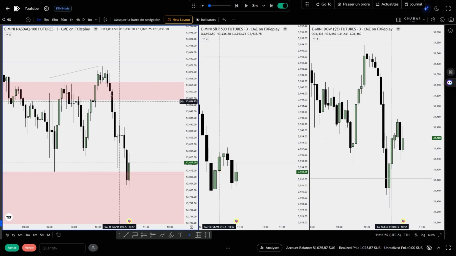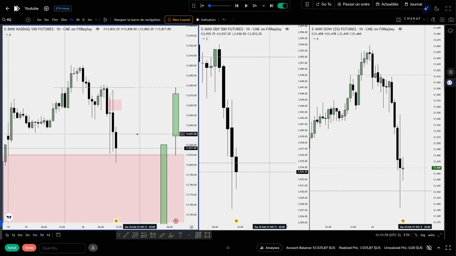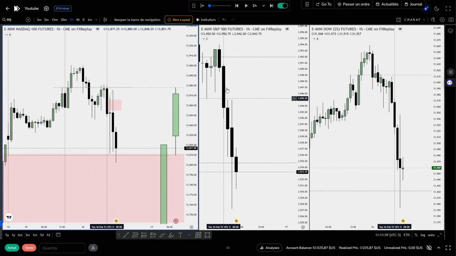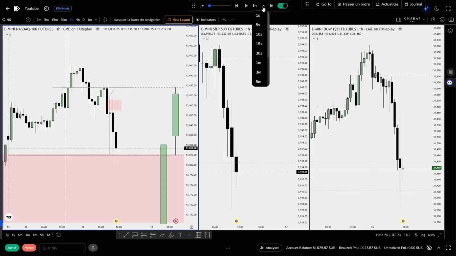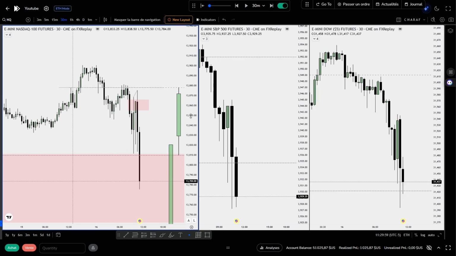So yeah, we're still early in the candle, so let's just see what we're going to get, if we're going to get some sort of reversal. What time is it? 11. I'm just going to skip price by 30 minutes. Just going to go to 30 minute. Just going to skip this candle.